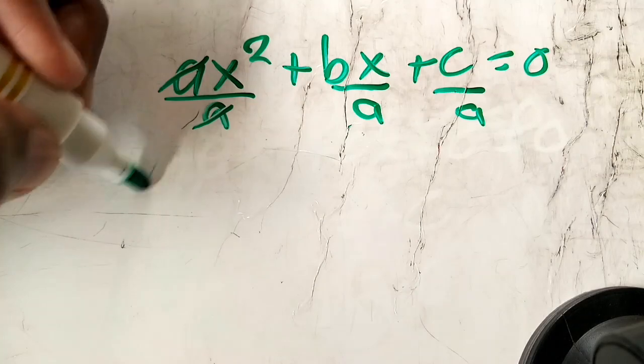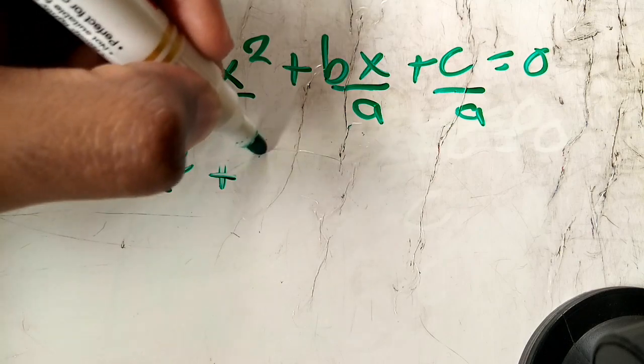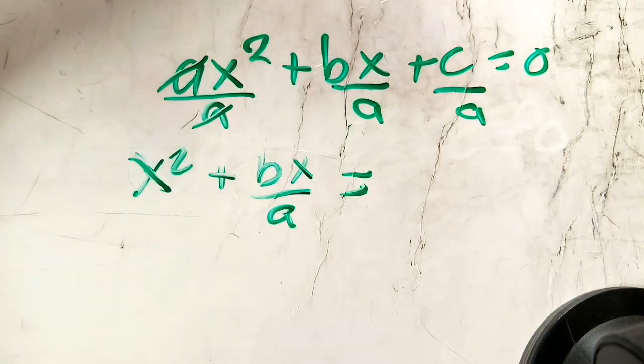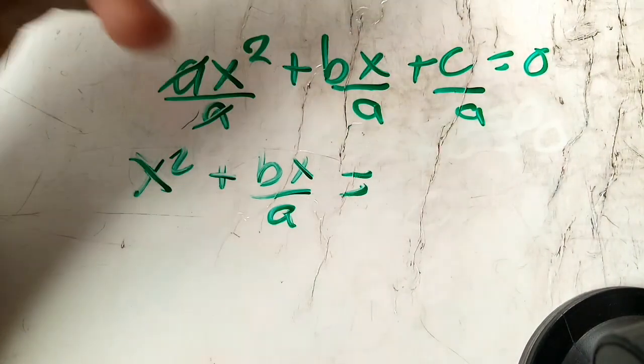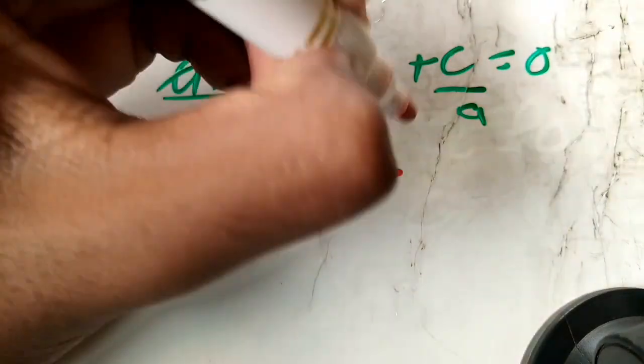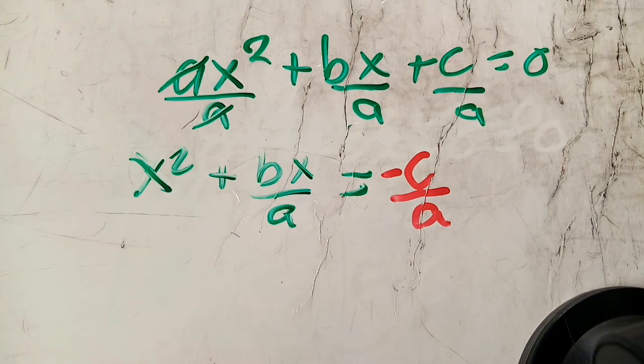Then we're going to say x squared plus bx over a, and then the c over a goes to the other side of the equation. So it's now going to be negative c over a.